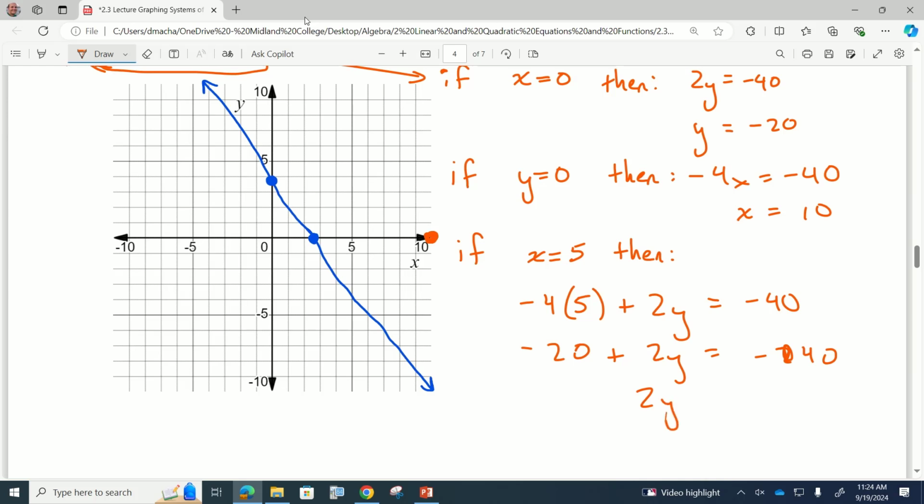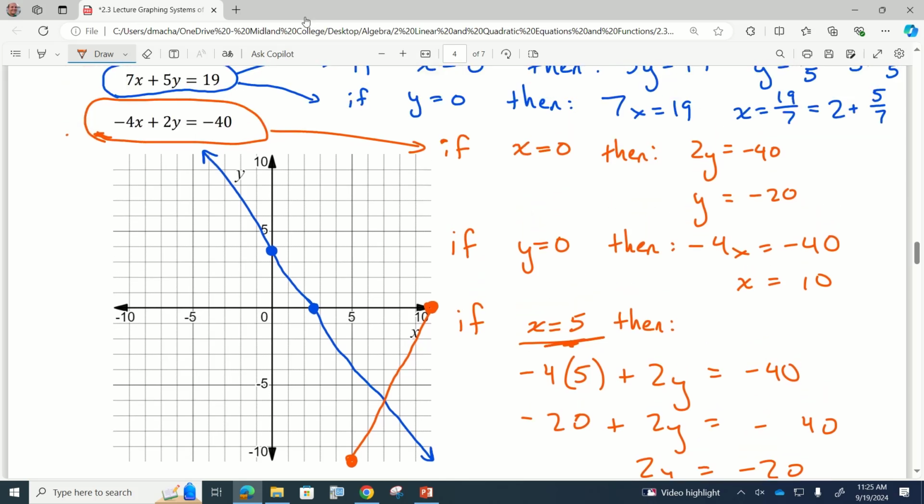And if I add 20 to both sides, this is 2y equals negative 20. And if I divide both sides by 2, y is negative 10. All right, so if x is 5, y is negative 10. So I can place a dot right here. And that's great news. I've got 2 dots. I can line up my ruler and draw a straight line through these 2 points. And if I try my best, it's going to look maybe something like this. And I have 2 lines, 2 lines that represent these 2 equations.